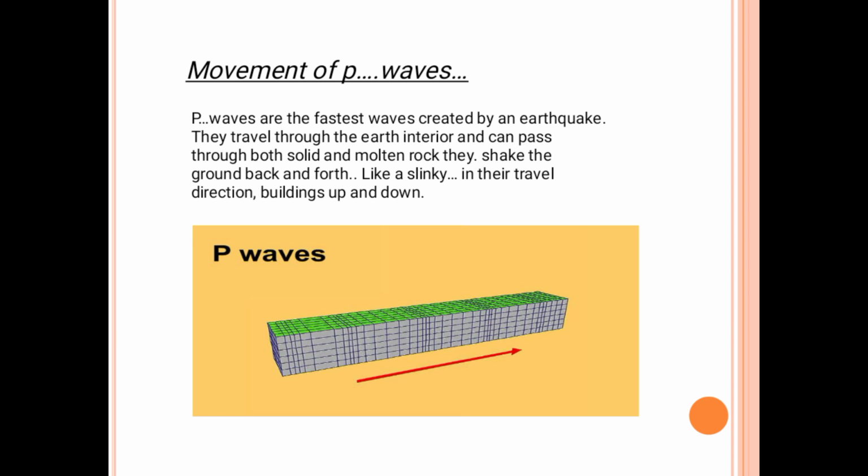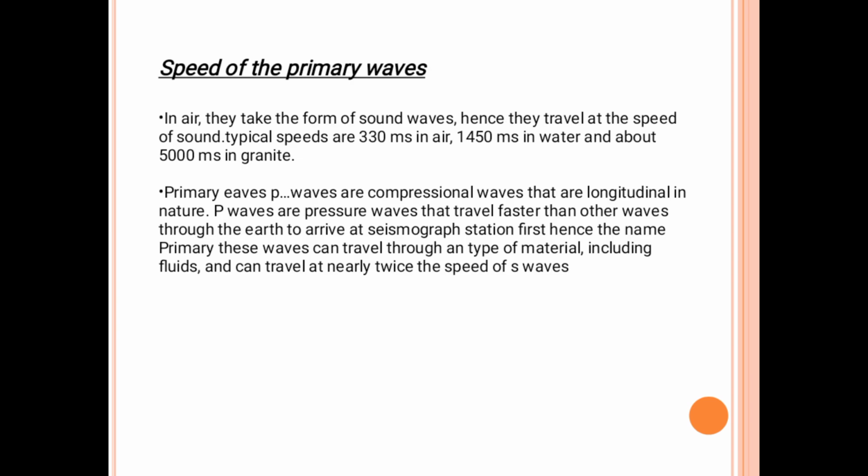Primary waves are the fastest waves created by an earthquake. They travel through the earth's interior and can pass through both solid and molten rock. They shake the ground back and forth like a slinky in their travel direction, and buildings move up and down.